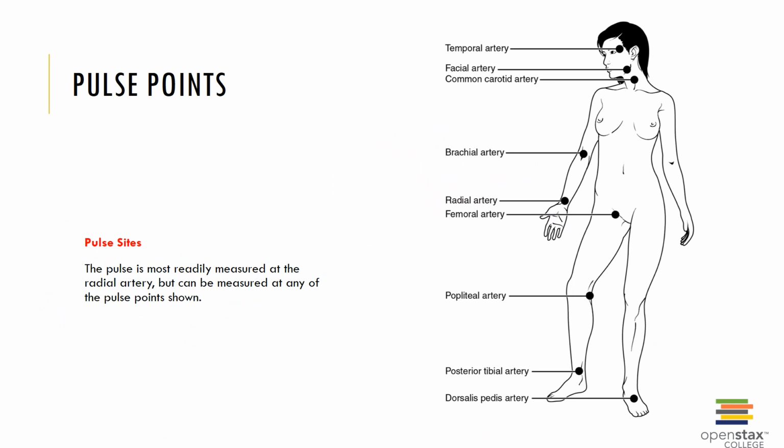The pulse points of the body are shown here, and you should be able to identify the various pulse points of the body. The pulse is most readily measured at the radial artery. Another typical pulse point that is commonly palpated is the brachial artery and the common carotid artery.